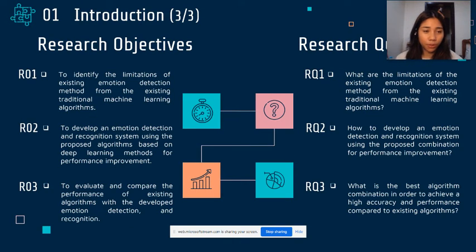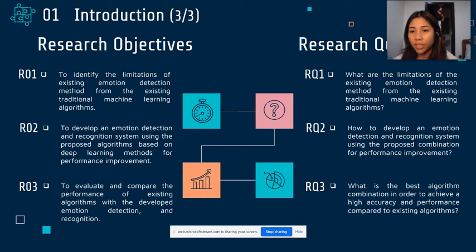For the research objectives: first, to identify the limitations of existing emotion detection methods from the existing traditional machine learning algorithms. Second, to develop an emotion detection and recognition system using the proposed algorithm based on deep learning methods for performance improvement. And finally, to evaluate and compare the performance of existing algorithms with the developed emotion detection and recognition.